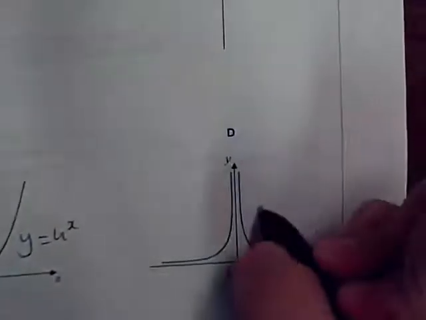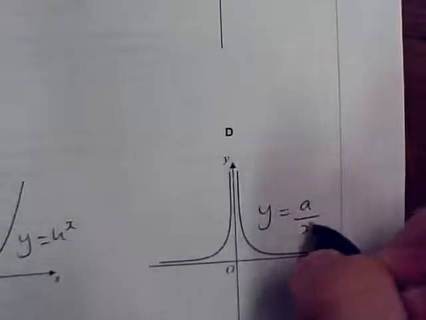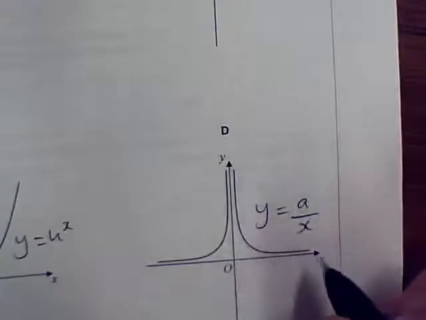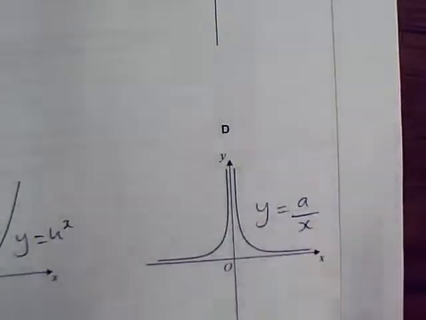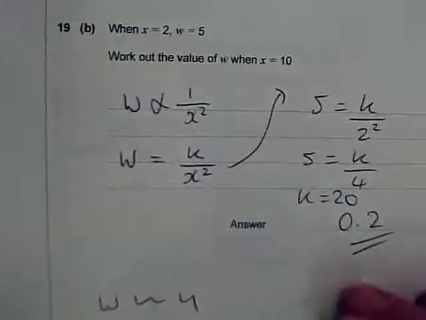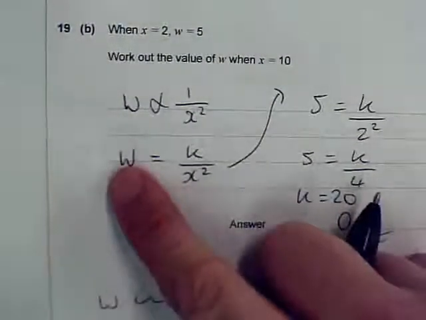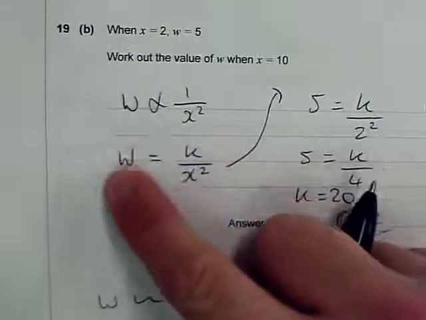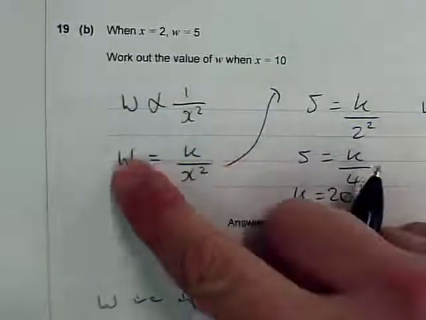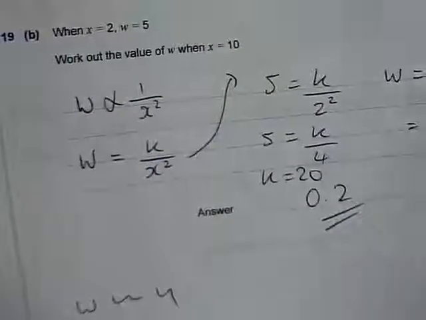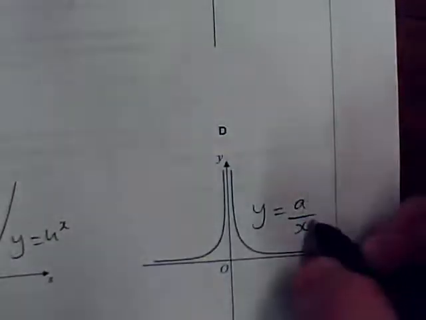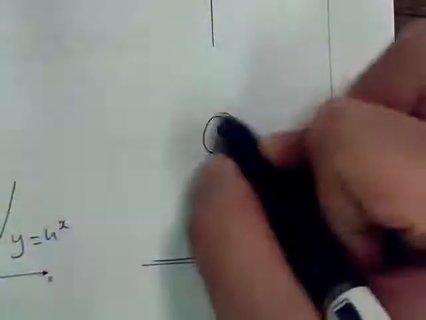And the last one is y equals a over x. Okay, so that could be y equals 1 over x, or y equals 4 over x, and so on. So if we think back to part B, we want to have it in this form. So we could say that y equals k over x squared. So that is the relationship that links the y and the x together. Y is equal to k over x squared. Could put a squared on there, and that would be this graph here.